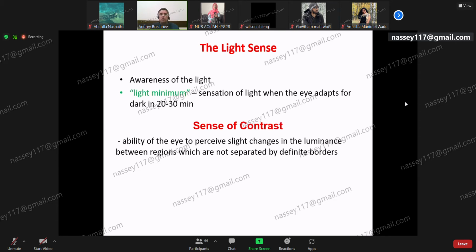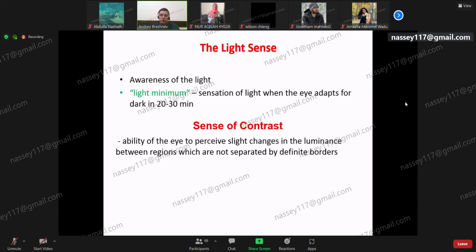In case of several disorders, the light minimum changes its result, and we can understand that this is a sign of damage of the visual pathway, of the retina, of the different elements of the retina, and make a conclusion. It's like an additional examination to check and to put the correct diagnosis.